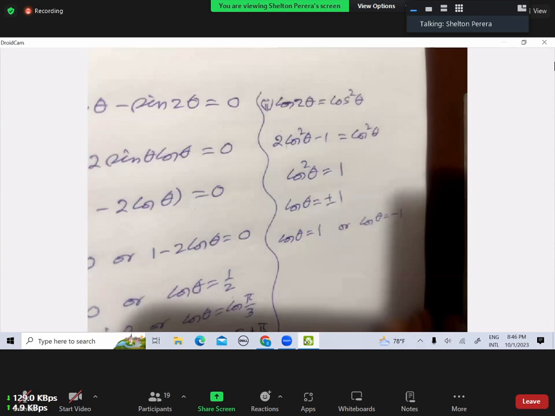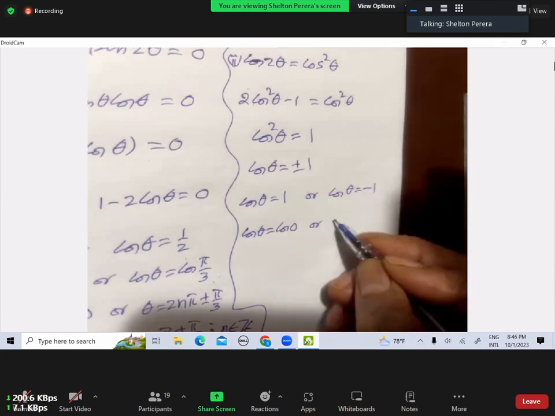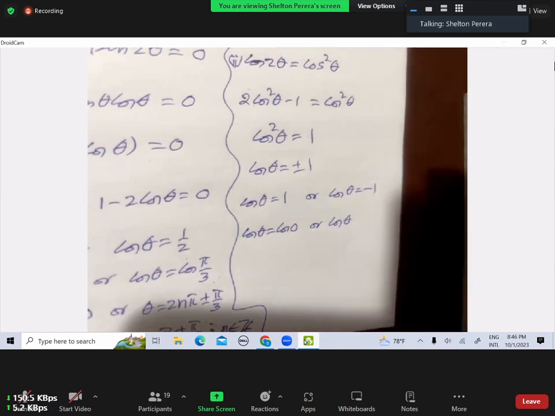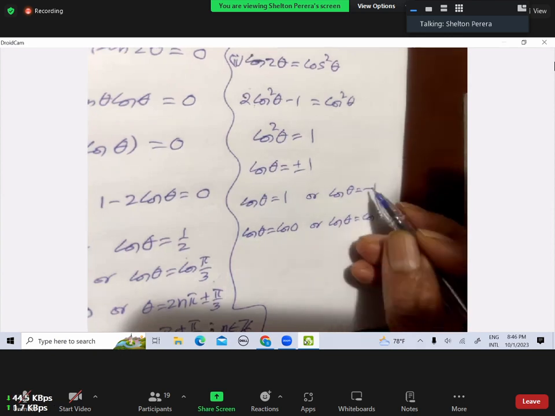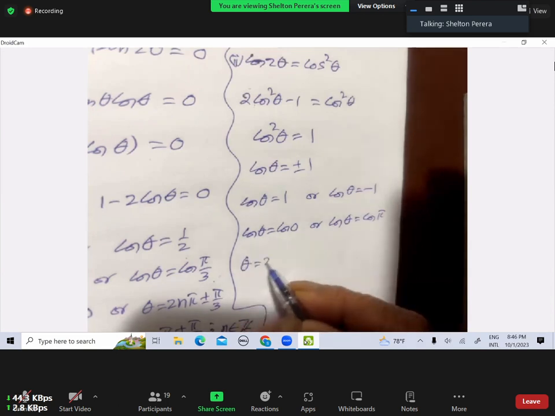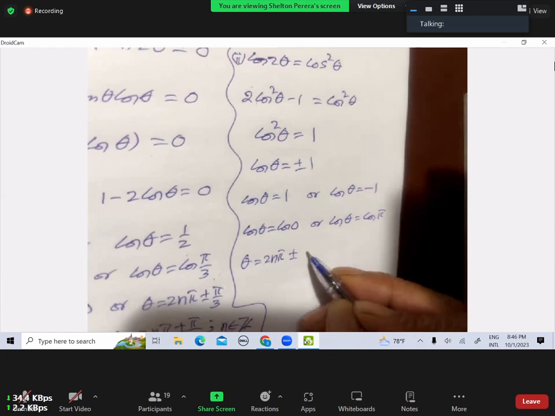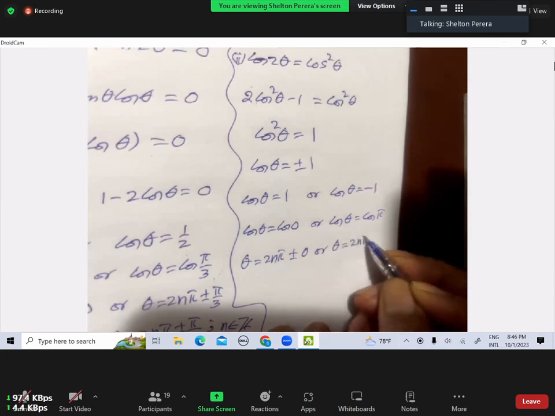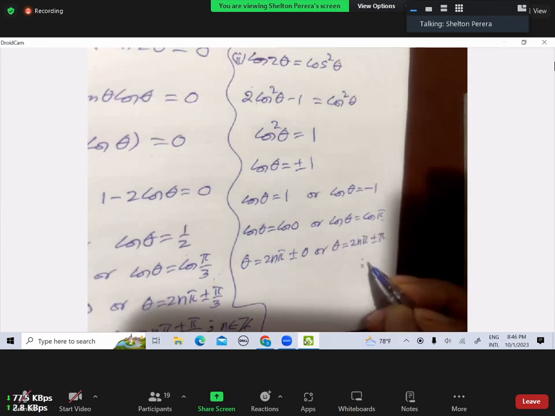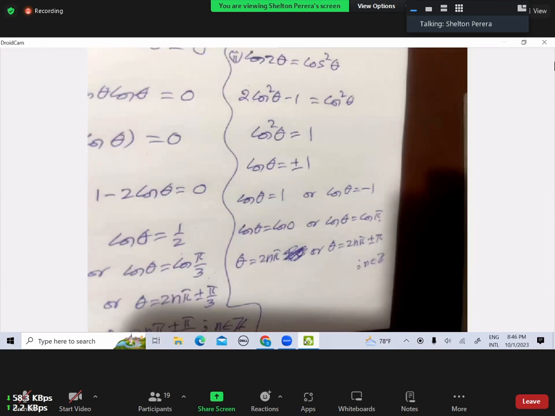If cos theta is 1, we write it as cos theta equals cos 0. Or here, cos theta, you look at the graph of cos, this is equal to cos pi. Cos 180 is minus 1. Now from this we get theta equals 2n pi plus or minus 0, or 2n pi plus or minus pi, where n belongs to Z. That's enough. The plus or minus 0 is nothing. So this or this.